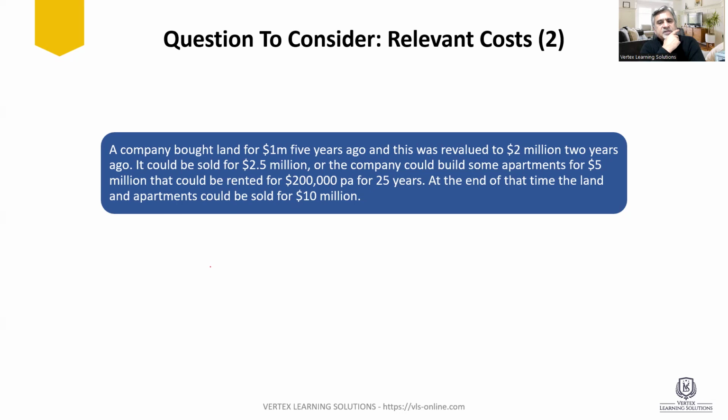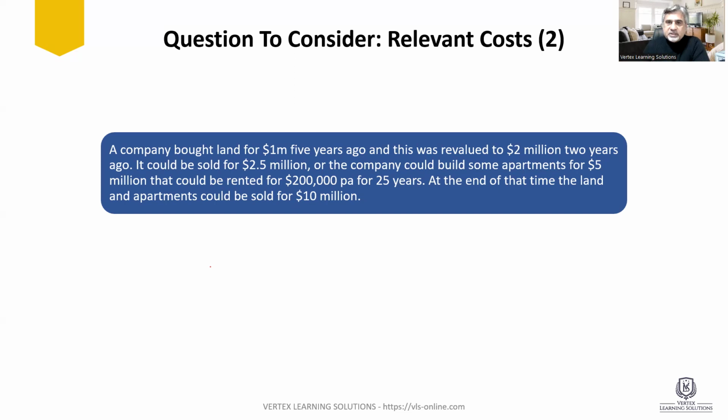Now, what are the relevant cash flows? Number one, land. I don't have to buy it now, but if I sell it, I could generate 2.5 million. So if I say I'm not going to sell it, I want to make apartments here, I am actually foregoing this 2.5 million.